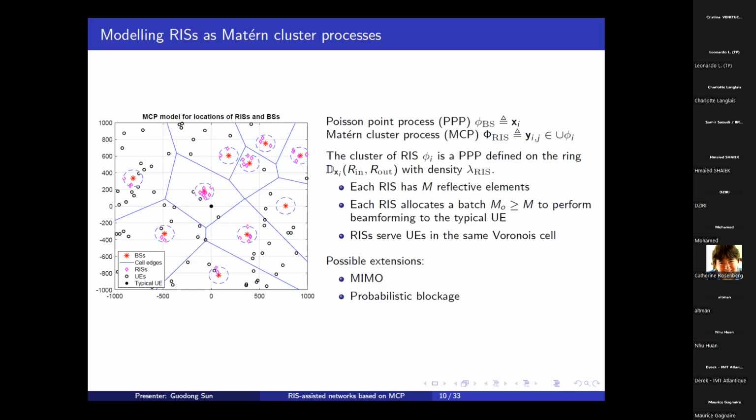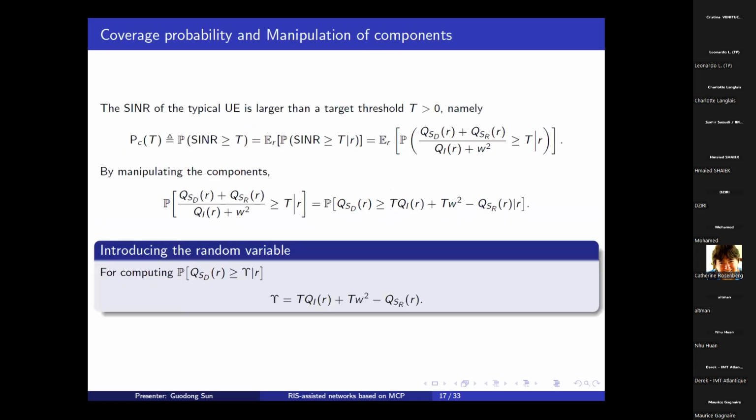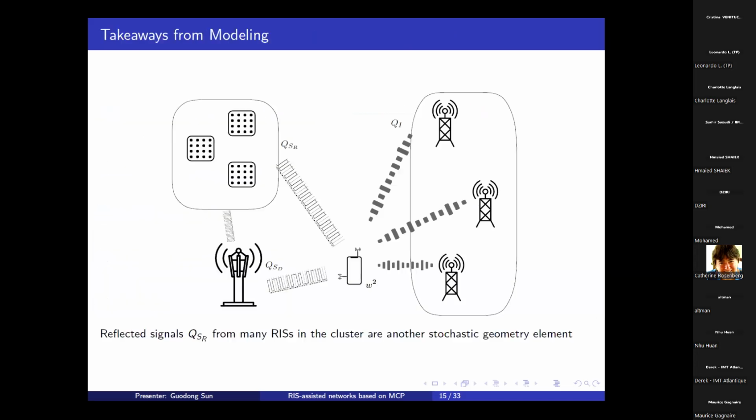Could you please go back to slide 17, please? Here you consider that the power of the desired signal is the sum of the power of the direct link plus the reflected one from the RIS. Do you assume that both signals arrive synchronized, phase synchronized and time synchronized?